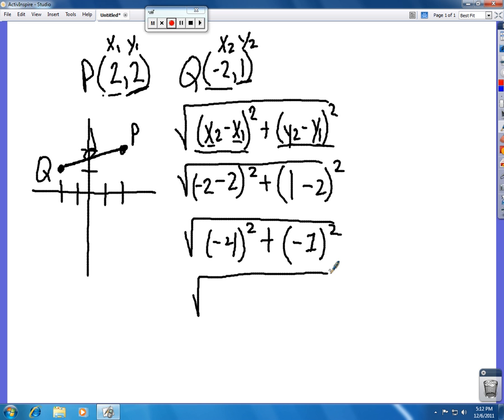So negative 4 squared is going to be negative 4 times negative 4, so it's going to be positive, and it's going to be 16. And then negative 1 times negative 1 is going to be a positive 1. Now you have 16 plus 1, 17. Square root of 17. So the distance here is equal to the square root of 17.